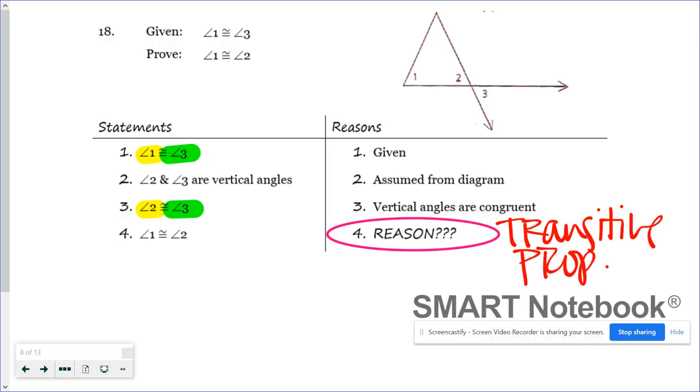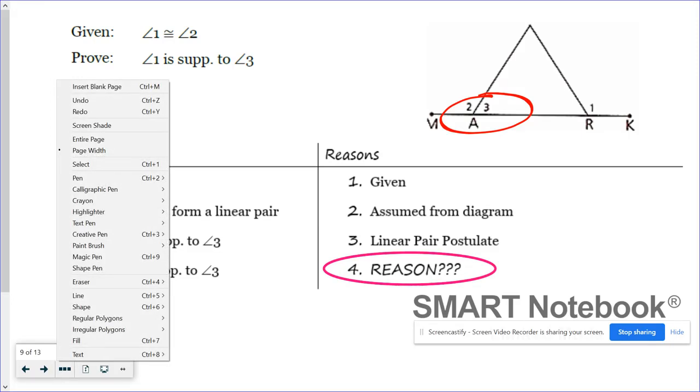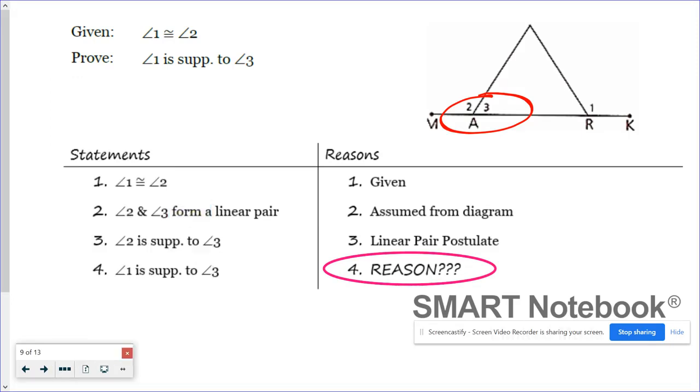Okay, so one more past proof scenario. Here we are given that angle 1 is congruent to angle 2. From our diagram, we know that angles 2 and 3 form a linear pair, which makes them supplementary to each other. So why is angle 1 supplementary to angle 3?